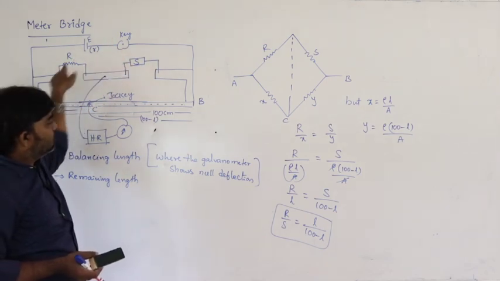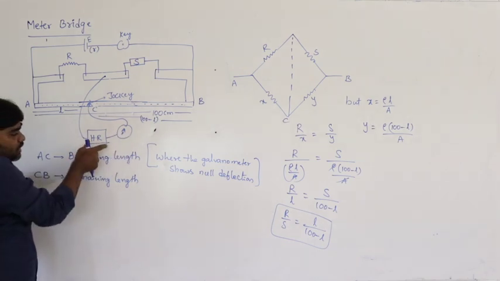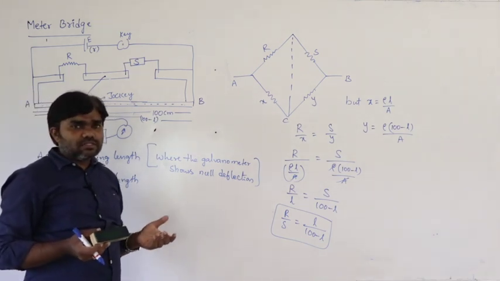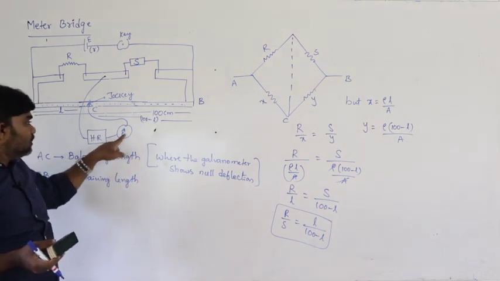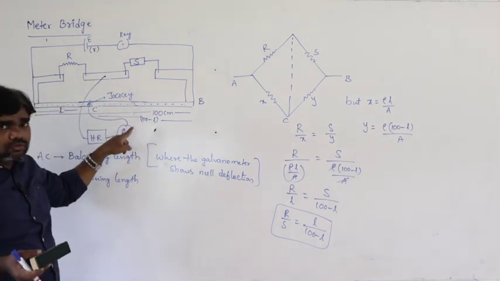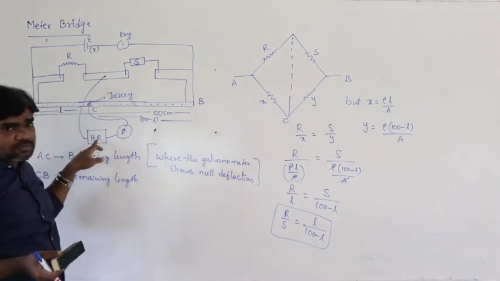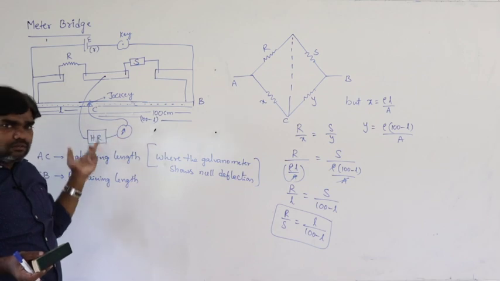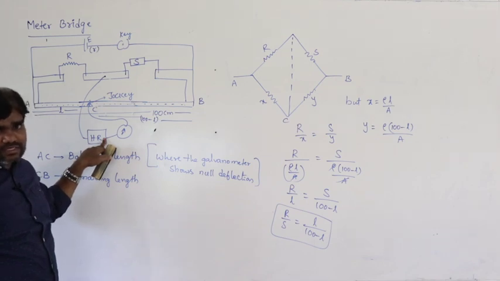If the key is closed, then the middle portion is connected to the high resistance box and the galvanometer. What is the use of this high resistance box? If any extra current passes through the circuit, the galvanometer may get damaged. To avoid that situation, the high resistance box must be connected here, so only a small amount of current passes through the galvanometer and it stays safe.